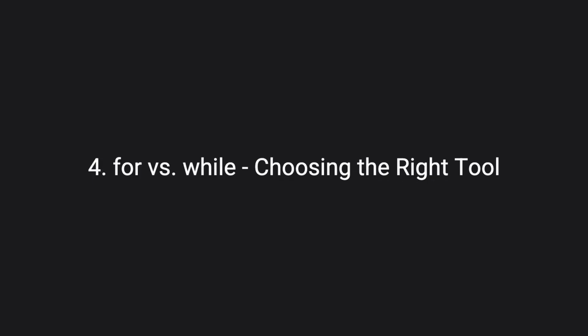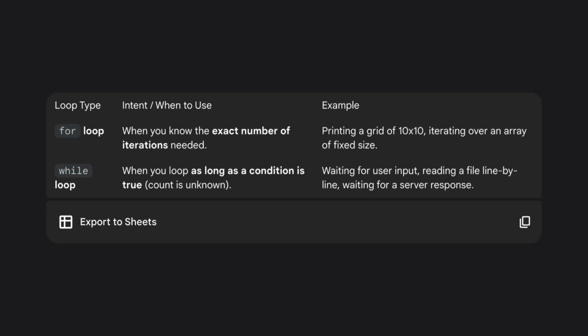Fourth, for versus while: choosing the right tool. For loop, when to use: when you know the exact number of iterations needed. Example: printing a grid of 10 by 10, iterating over an array of fixed size. While loop, when to use: when you loop as long as a condition is true, and the count is unknown. Example: waiting for user input, reading a file line by line, waiting for a server response.